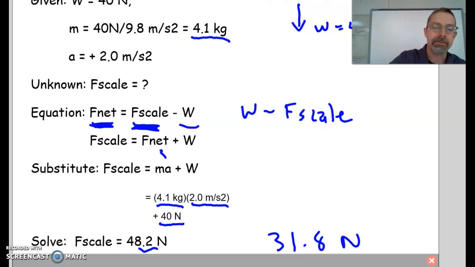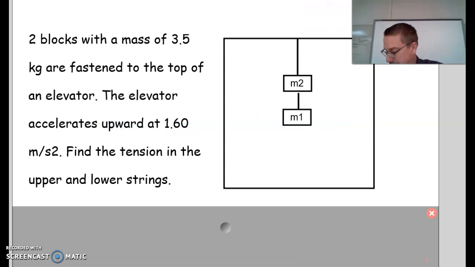I'm going to show you something else here. So here's a second problem. I've got 2 blocks, each with a mass of 3.5 kilograms here.